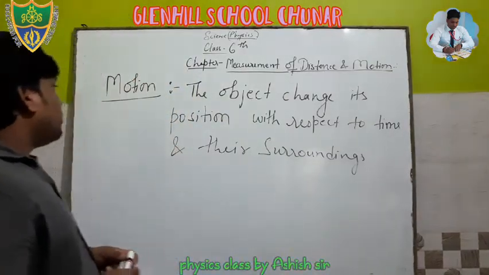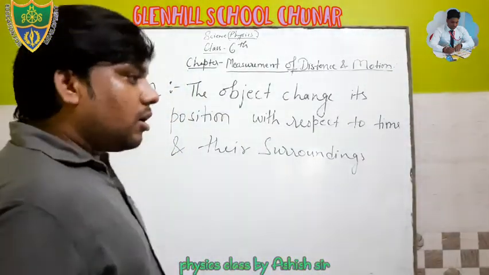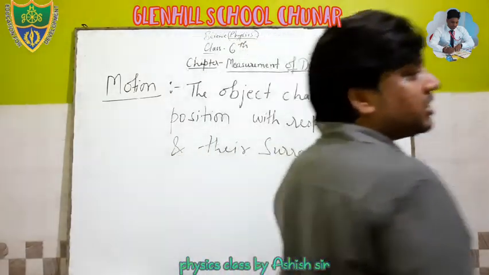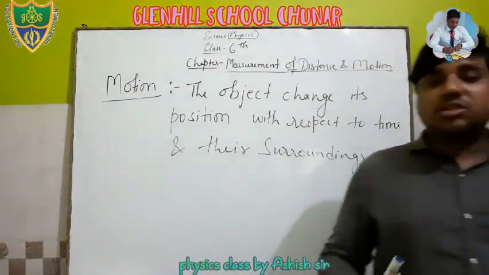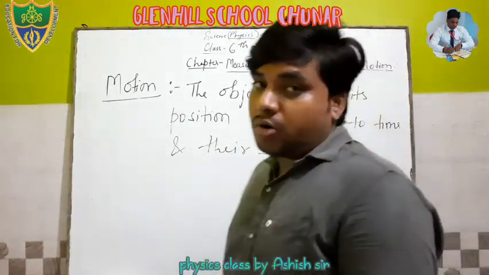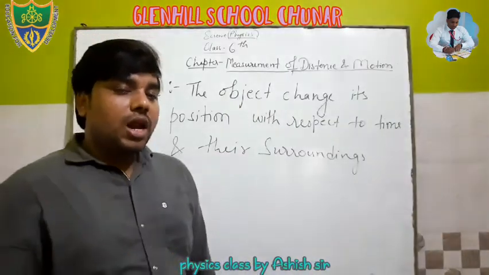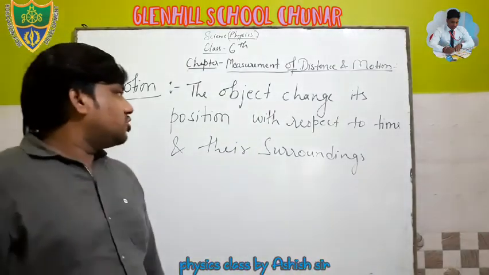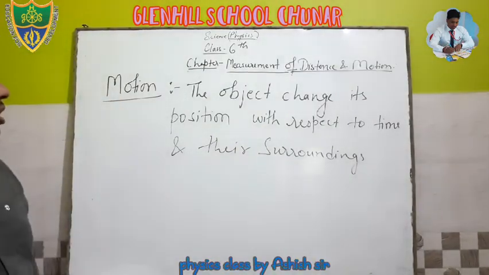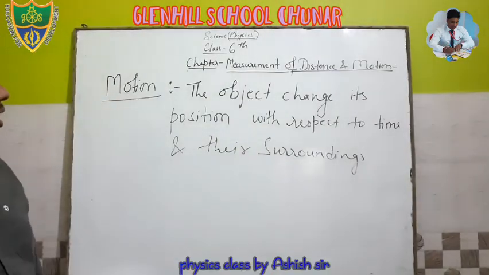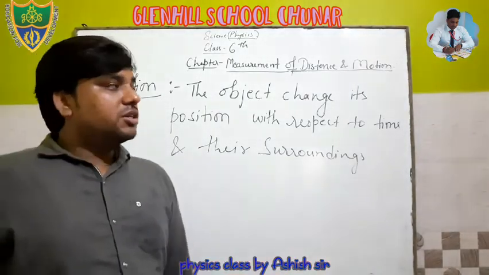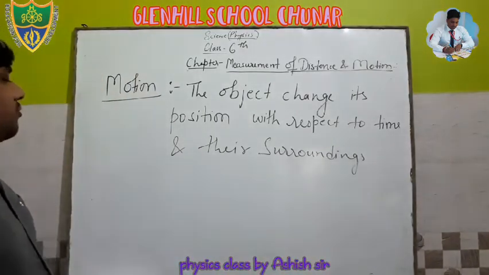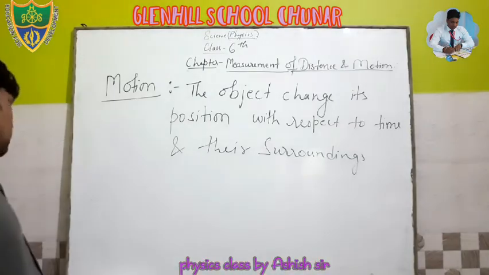So, when we study motion, we always say that the object is in motion or at rest with respect to its surroundings. Clear? This is the definition of motion. If the object changes its position with respect to time and its surroundings, then the object is performing motion. Clear?